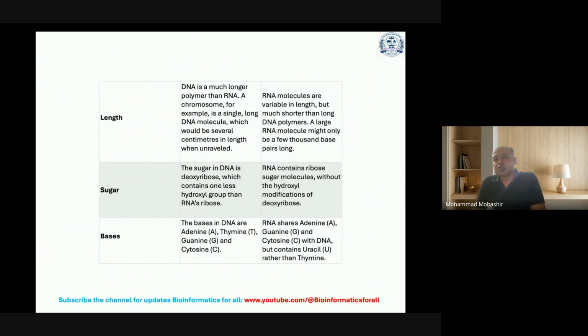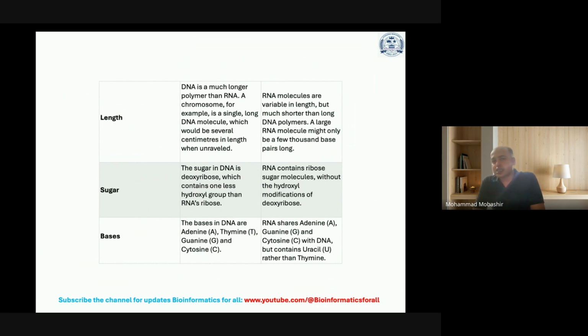Now, the length. DNA is a much longer polymer than RNA. A chromosome, for example, is a single long DNA molecule which would be several centimeters in length when unraveled, while RNA molecules are variable in length but much shorter than long DNA polymers. A large RNA molecule might only be a few thousand base pairs long.